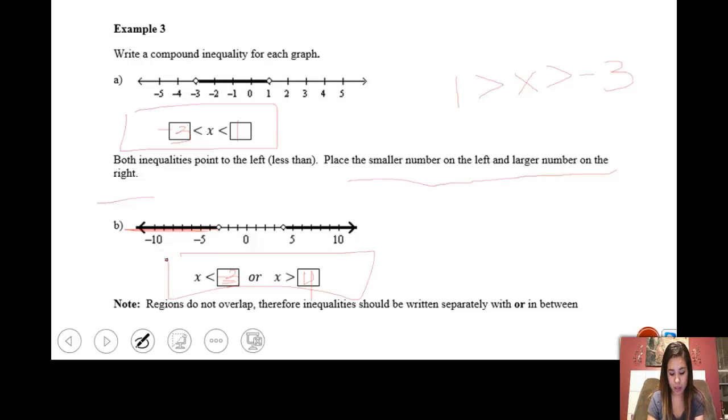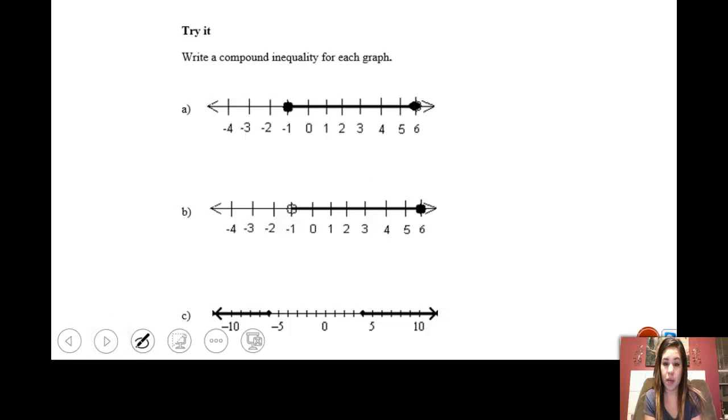So it says, because they do not overlap, the inequalities should be written separately. x is less than negative 3 or x is bigger than 4. Okay, go ahead and hit pause, see if you can write these inequalities.